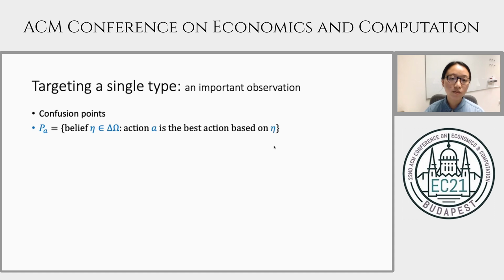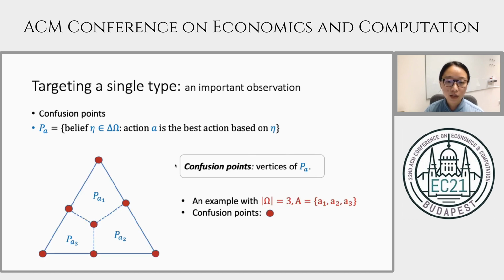To give the observation, we need to define a set of points that we call confusion points. Define the set P_A to be the set of beliefs about omega based on which action A is the best action to take in expectation. And we define confusion points to be the vertices of these P_A's.